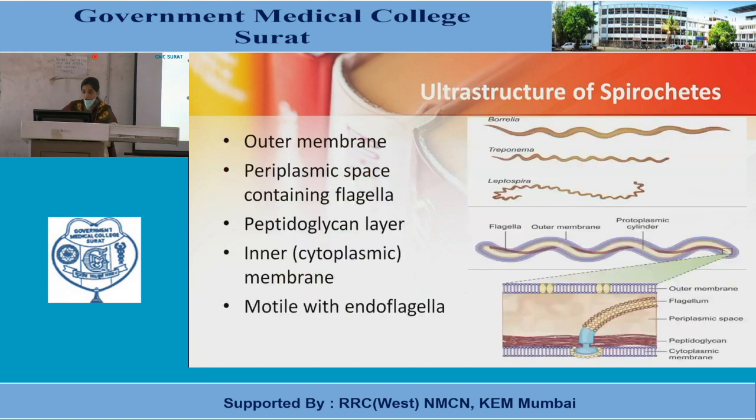About the ultrastructure of the spirochetes: there is the outer membrane, as you can see, then the periplasmic space. It is the same as in other bacteria, but the difference is that endoflagella are present inside the periplasmic space. Then there is the peptidoglycan layer, the inner cytoplasmic membrane, and the endoflagella. In the picture, these are Borrelia, Treponema and Leptospira.